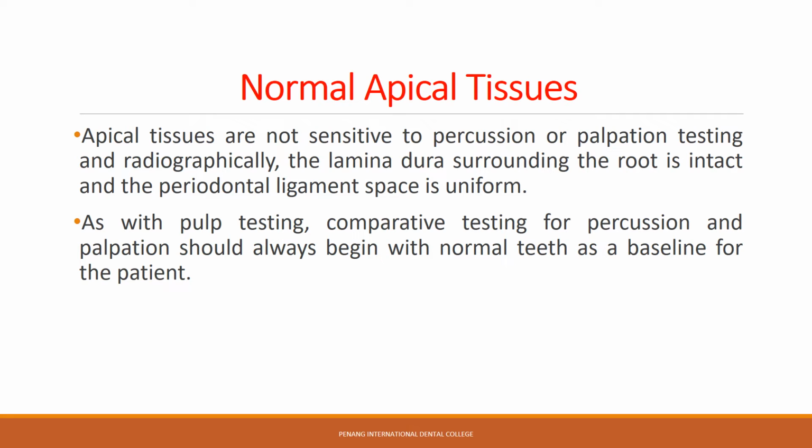Okay. First, how to describe normal apical tissues. Normal apical tissues are not sensitive to percussion and palpation testing, and radiographically, the lamina dura surrounding the root is totally intact and the periodontal ligament space is uniform. As with pulpal testing, comparative testing for percussion and palpation should always begin with a normal tooth as a baseline for the patient.